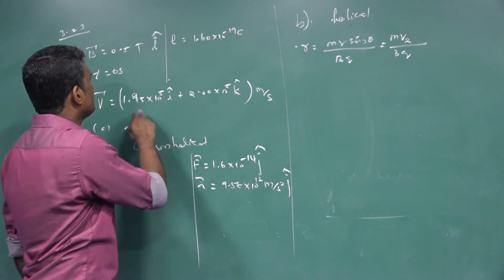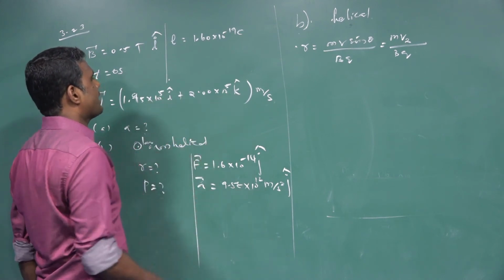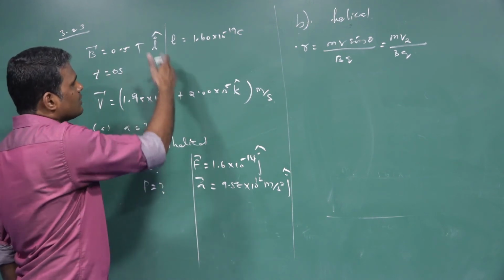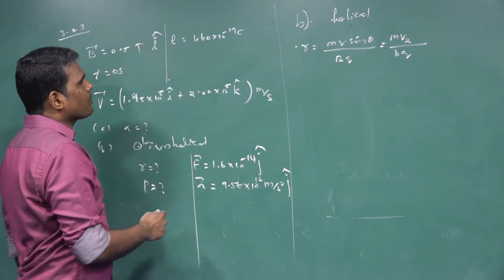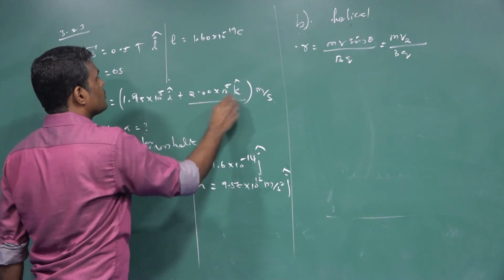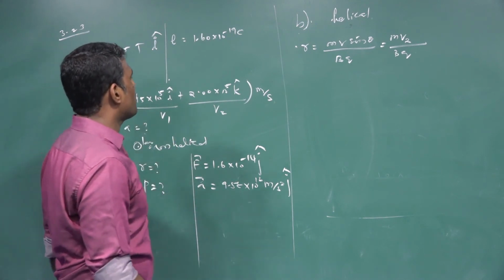Just look at the case here. Velocity components are given: 1.95 × 10^5 i cap and 2 × 10^5 k cap. So one is along the x direction and another one is along the z direction. So v2, the perpendicular component, is required, which is this one. This is v2 and this one is v1. So v2 is 2 × 10^5 k cap.